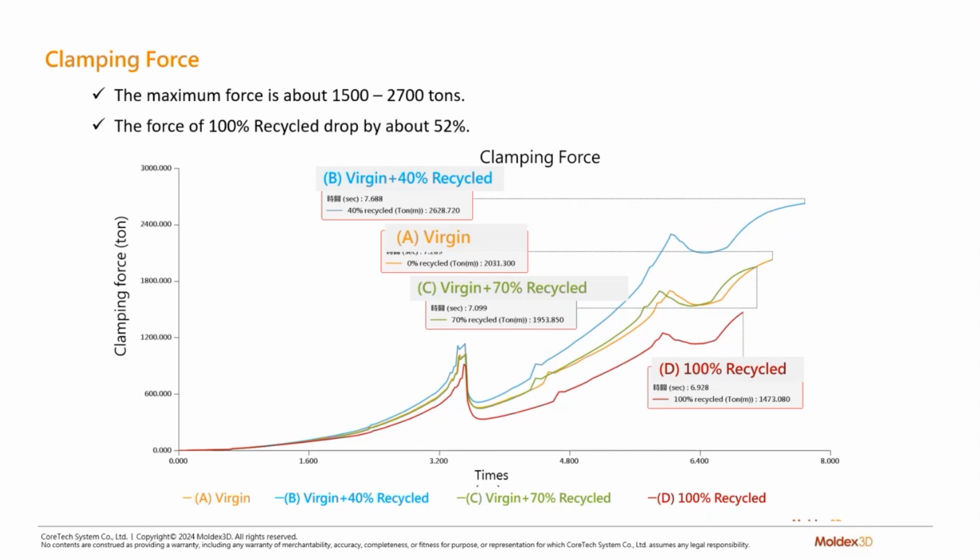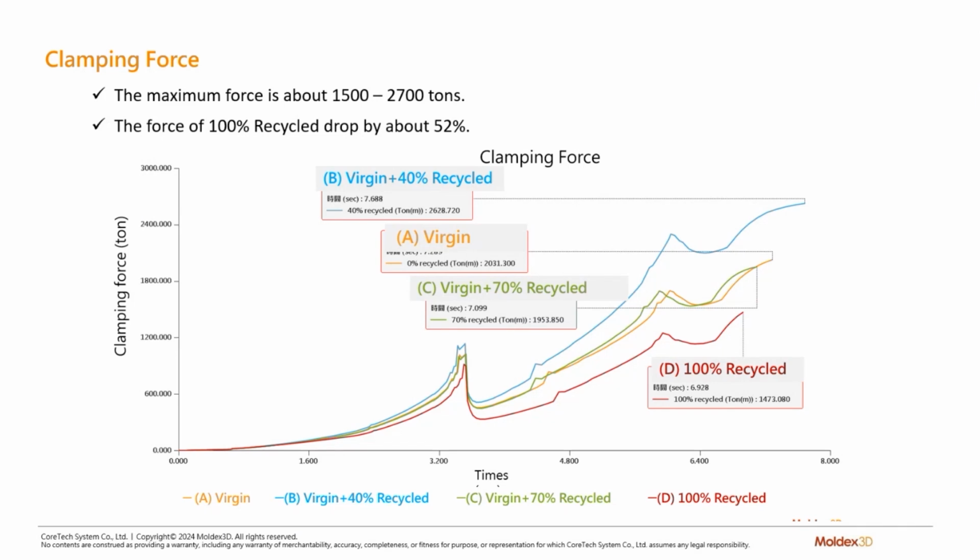And then, of course, that leads to the clamping force. A lower sprue pressure ultimately leads to a significantly dropped clamping force, which now falls into the appropriate range, and happened to be 52% lower.